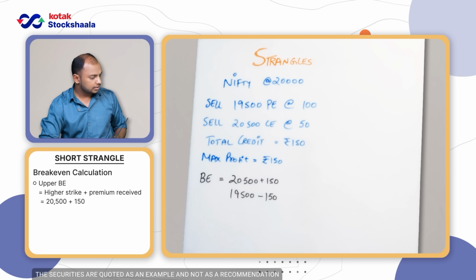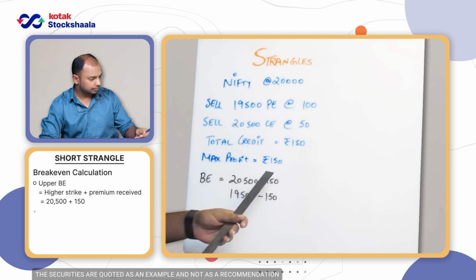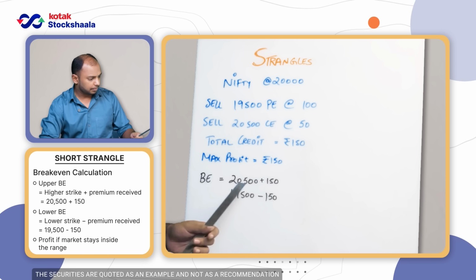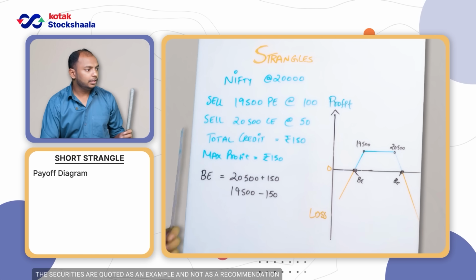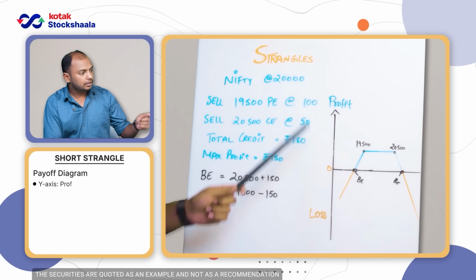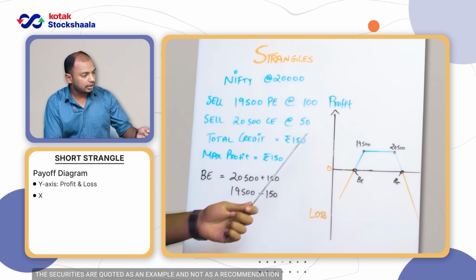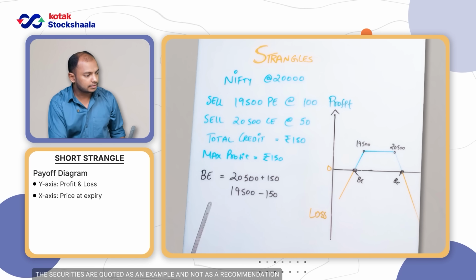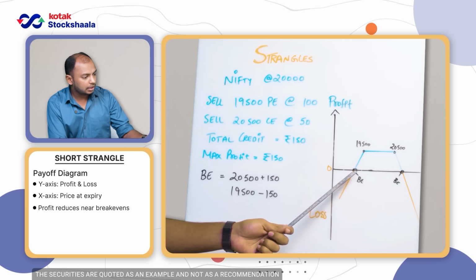For break-even points, it is the higher strike plus 150 and the lower strike minus 150. So here we have the payoff diagram of a short strangle. We have the profit and loss on the y-axis, and on the x-axis we have the possible strikes. So you can have a look at the break-even points.